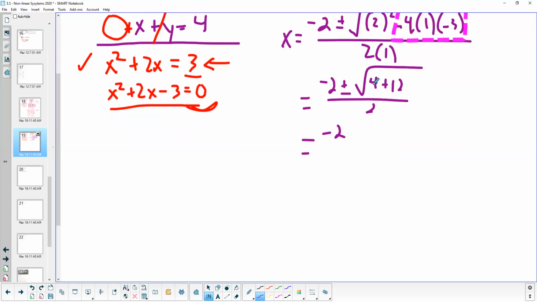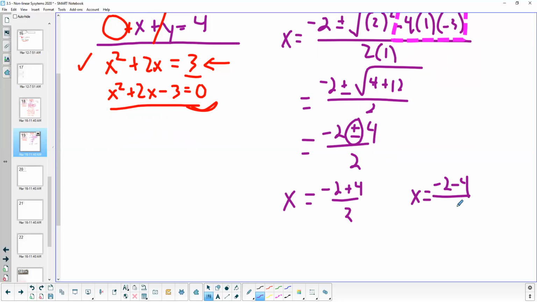If I continue that, I get 4 plus 12 is 16. I get the square root of 16, which is 4. And now the plus or minus tells you that there are actually two answers. And so my first answer for x is -2 plus 4 divided by 2. And my second answer is -2 minus 4 divided by 2.